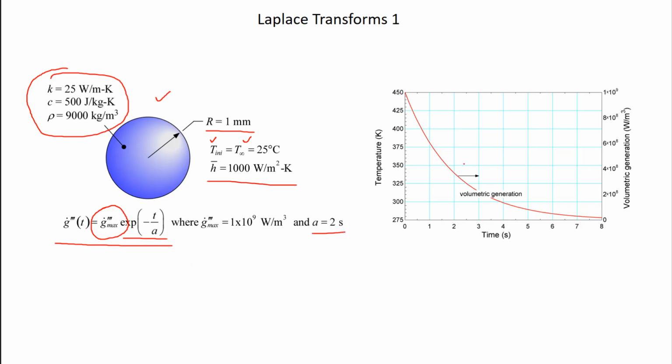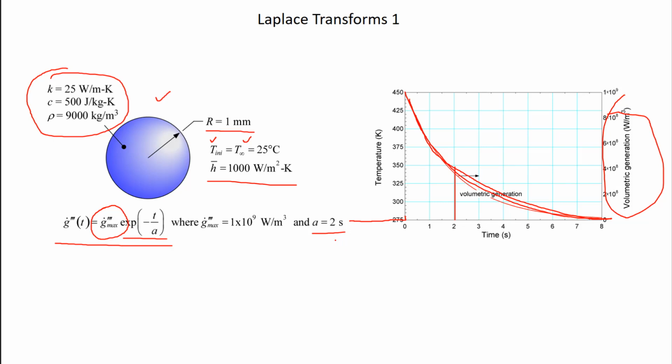So this is what my volumetric generation looks like, right? It's sitting here at 0, nothing's happening, and then at time equals 0, this spikes up to this large value and then drops back down to 0 exponentially, and the time constant is 2 for that exponential decay, right? Okay, so that's our problem.